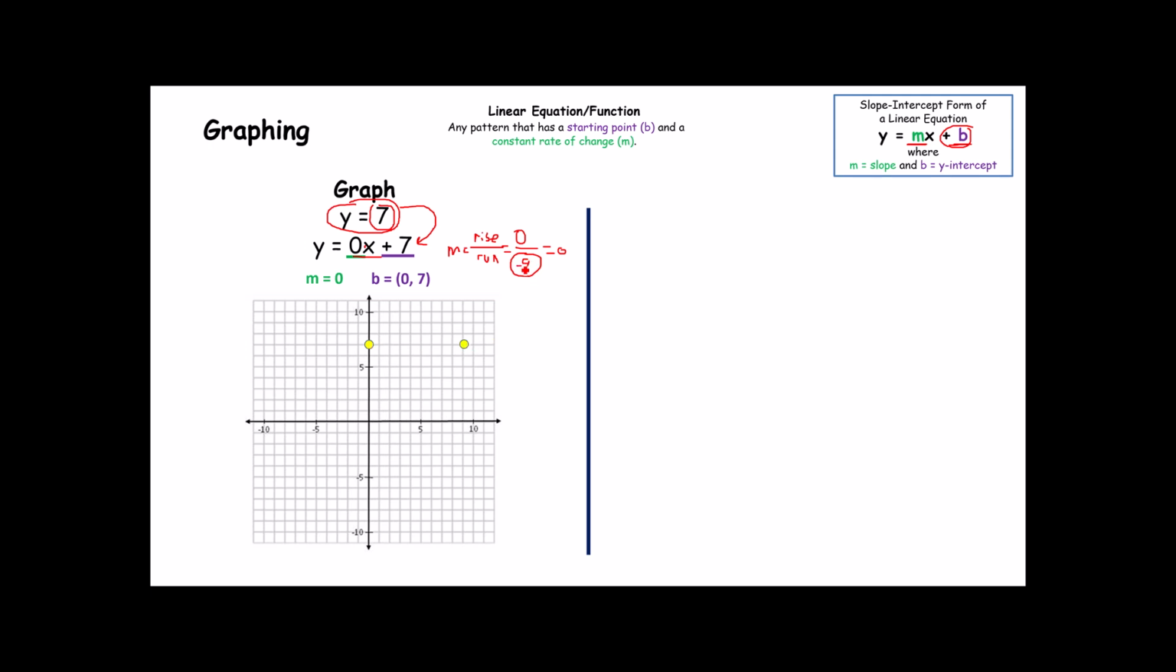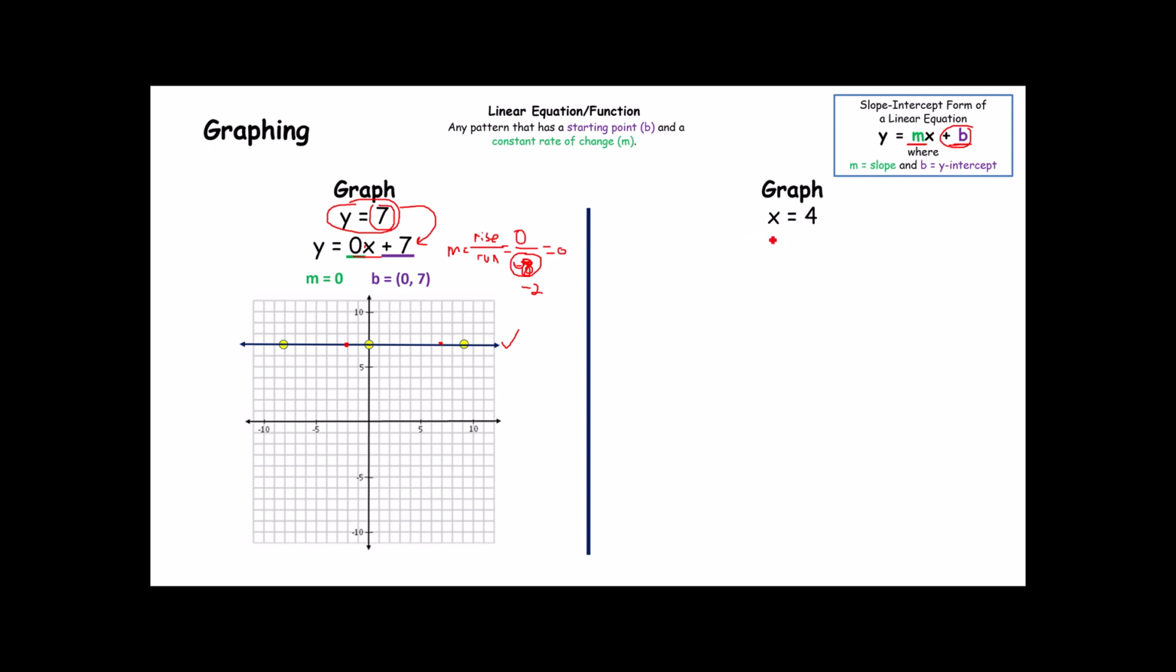I could make this denominator into a negative 8. 0 divided by negative 8 is 0, so I rise 0 and I run negative 8. Or I could pick basically any number I want here. Rise 0, run 7. Rise 0, run negative 2. It doesn't really matter, but what's important for us to realize is if I'm never rising, I'm going to end up with a horizontal line at 7. That's kind of cool, right?